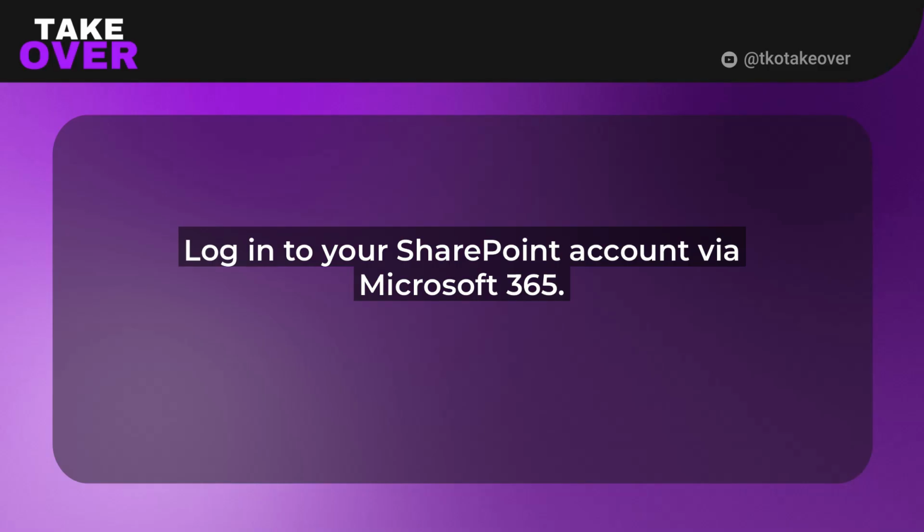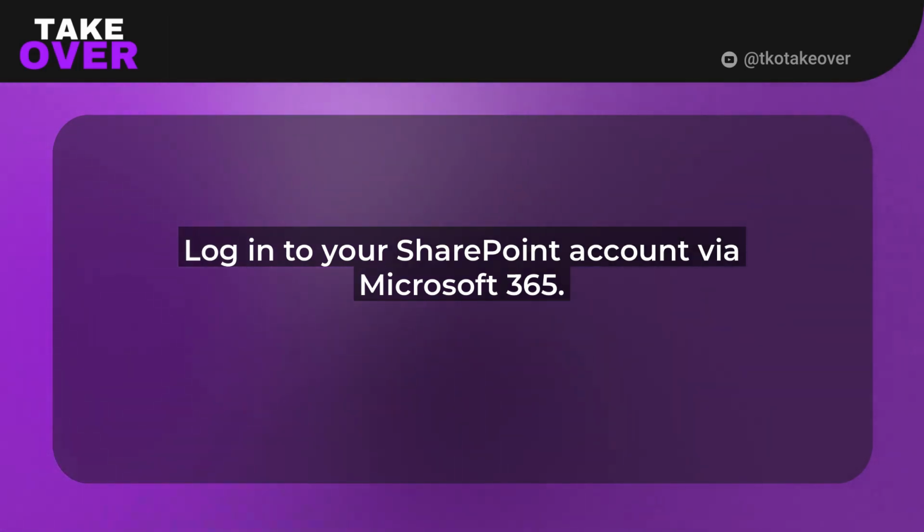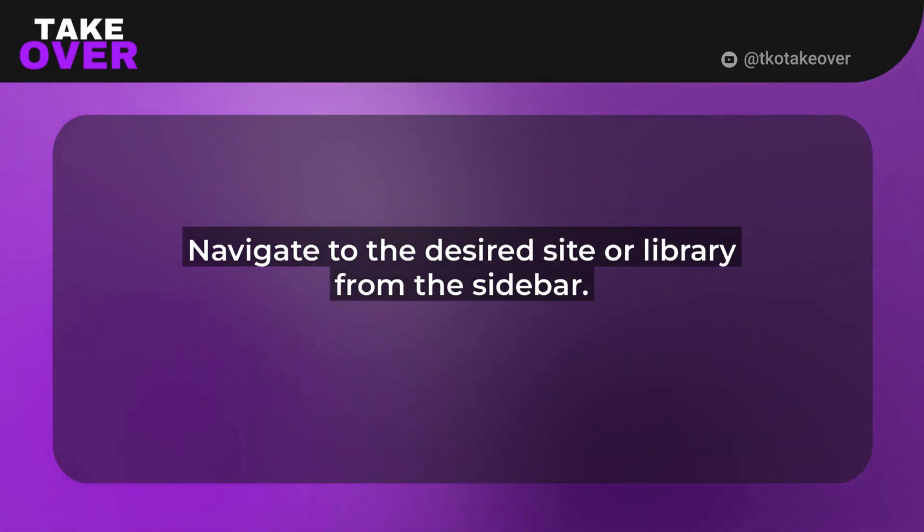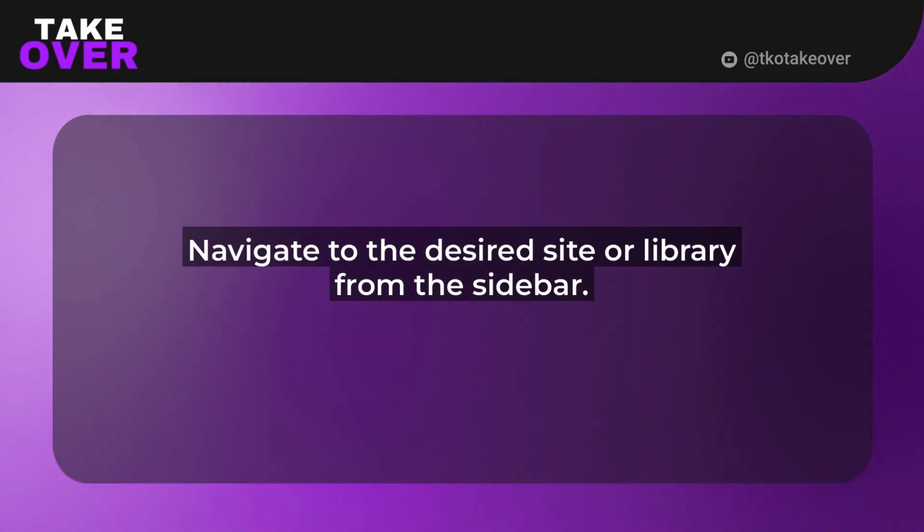First things first, make sure you're logged into your SharePoint account. If you haven't already, head over to the Microsoft 365 portal and sign in with your credentials. Once you're in, navigate to the specific site or library where you want to add the template. This could be your team site, a document library, or even a custom workspace. SharePoint's interface is pretty intuitive, so look for the Sites tab on the left sidebar.